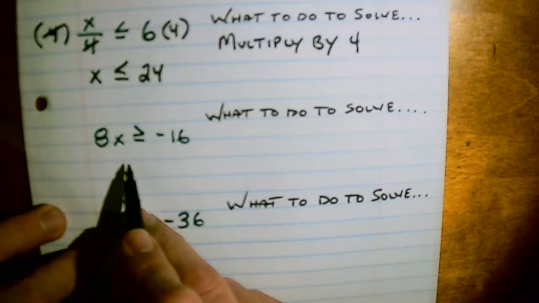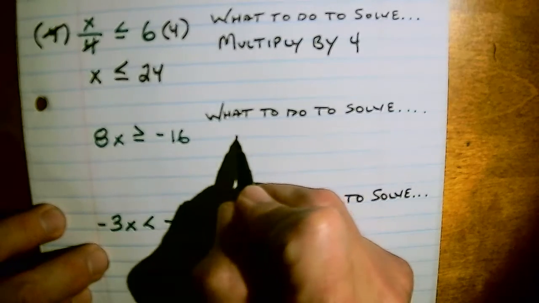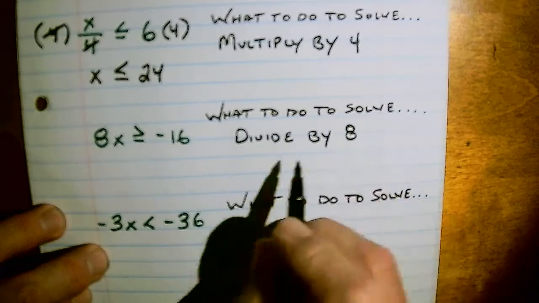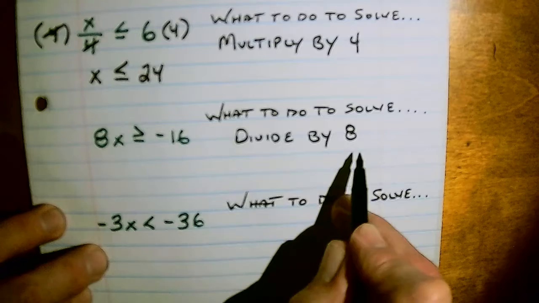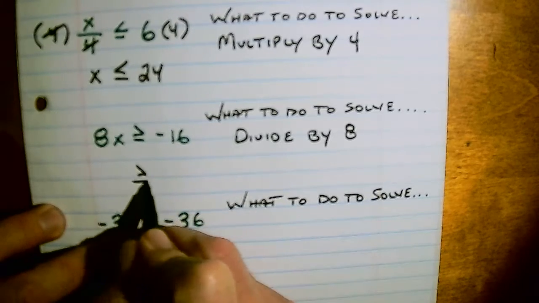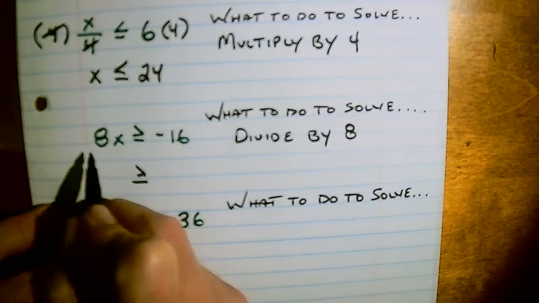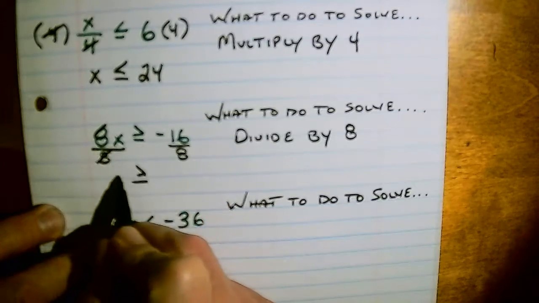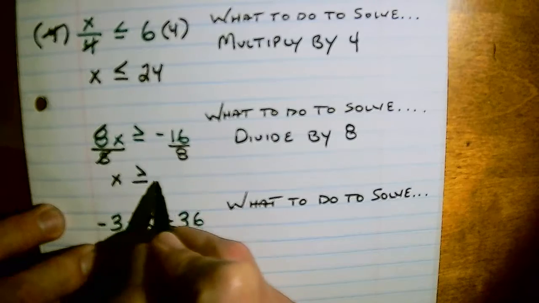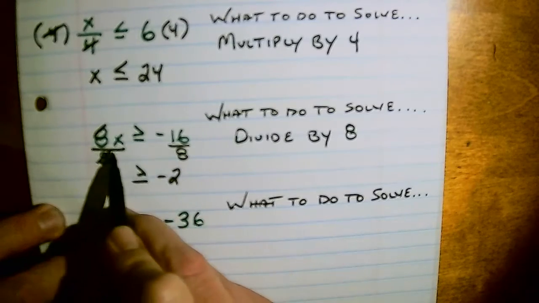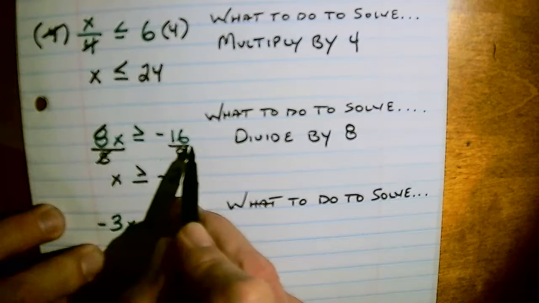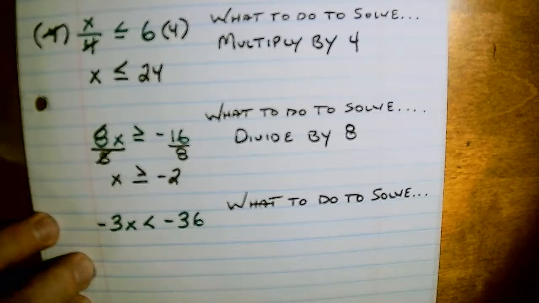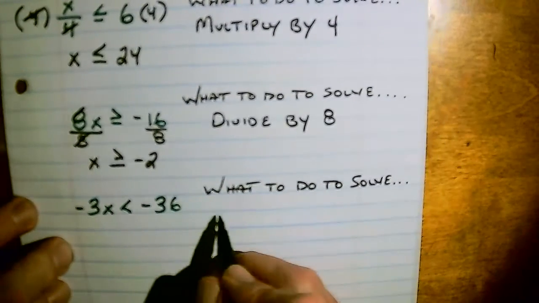Notice with this inequality, in order to solve, I have to divide by 8. What I am doing is dividing by a positive number. Therefore, that does not change direction. I go ahead and perform the operation I've indicated, and I have x is greater than or equal to -2. If 8x is to be greater than or equal to -16, x has to be greater than or equal to -2.